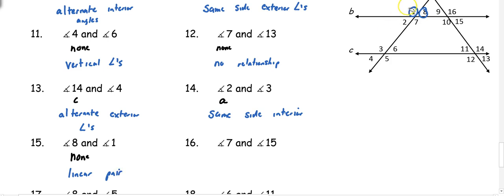Number 16, when I look at angle 7 and angle 15, they're both touching line B, so line B is going to be our transversal. Now, this one gets a little bit tricky because one is inside and one is outside. But if I really look at the group of four, I can notice that the angles are in the same position in the group of four, which means these have to be corresponding angles.